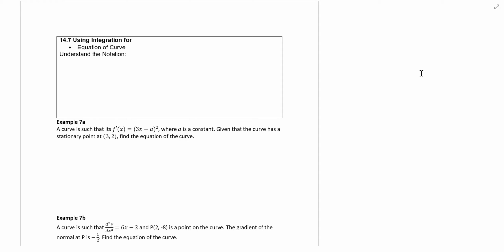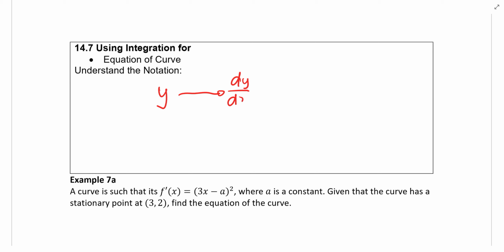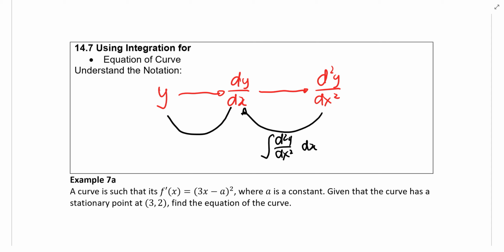Before we use integration to find the equation of a curve, let's understand some of the notation first. By now you should be good in differentiation. When we differentiate y one time, it becomes dy/dx. When we differentiate y another time, it becomes d2y/dx squared. So if you have d2y/dx squared and want to get to dy/dx, you need to integrate d2y/dx squared. Then it becomes dy/dx. If you integrate dy/dx one more time, then you get y.